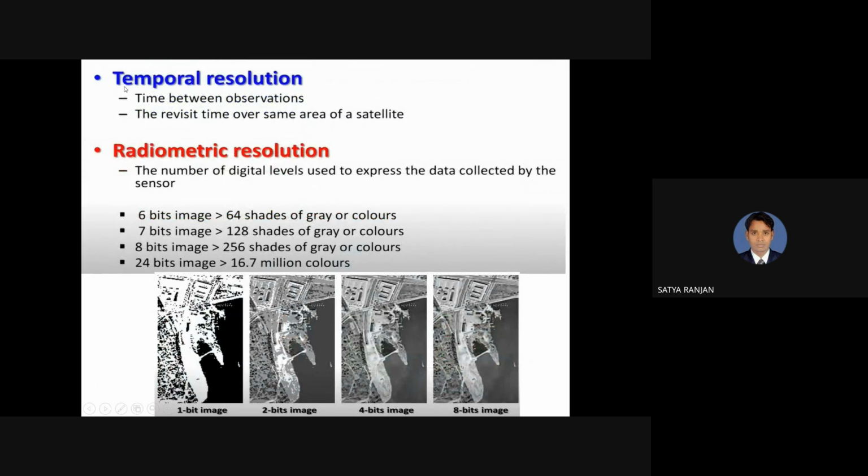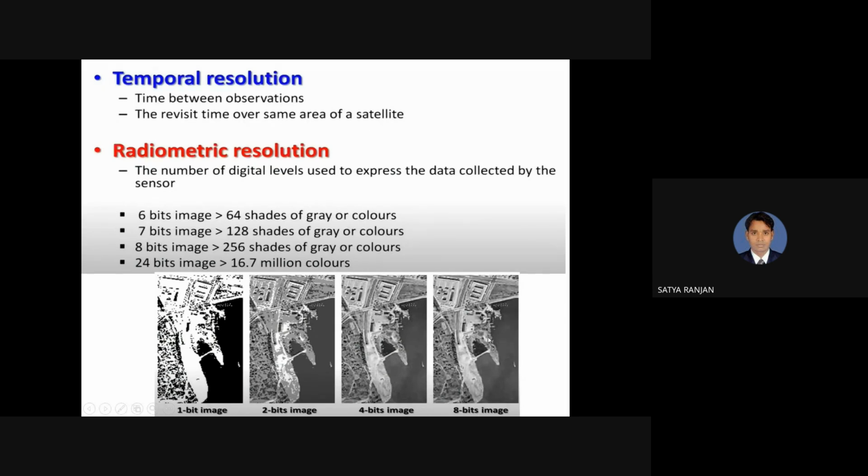Then what is also discussed: time between observations, then radiometric resolution, also 6-bit 64, then 8-bit 256. So this is the result of the images which are 1-bit. The 1-bit image shows only black and white, and no other colors are there. And for a 2-bit image, 4 colors are there, black and white, and some gray values in between. Then 4 bits, then 8 bits.